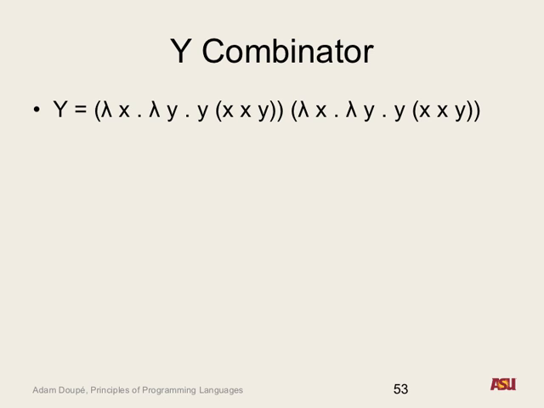So the Y combinator is lambda x dot lambda y dot y applied to xxy. And on the right we have lambda x dot y xxy. Yeah, so it's the same thing repeated, right? The question is, what does it do? So let's say we're applying this to something, foo.